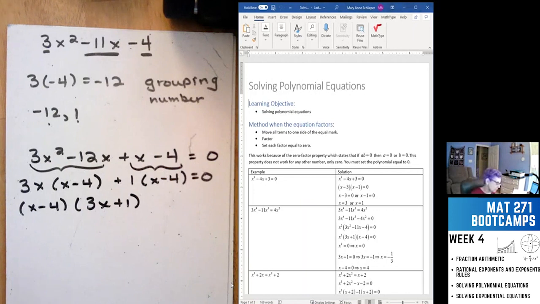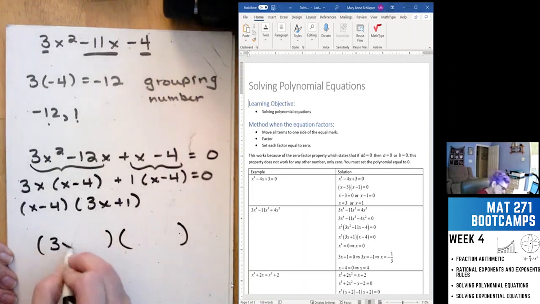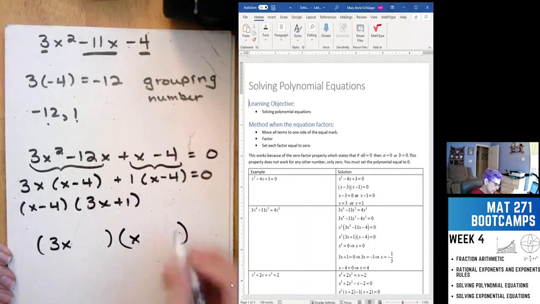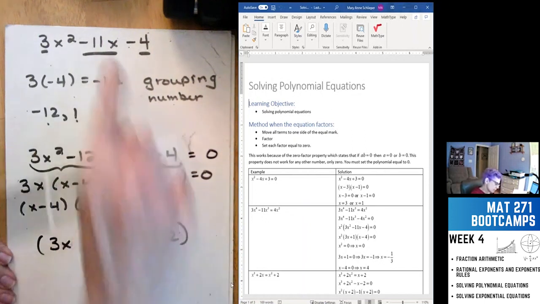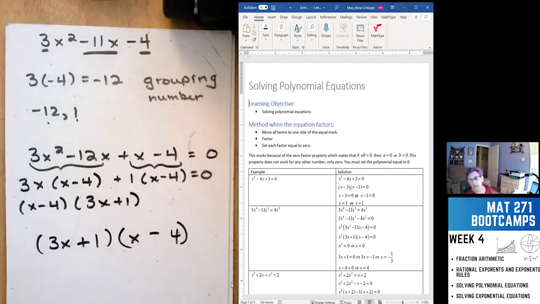I did the guess and check method, just putting down a set of parentheses, putting 3x and x, and then I asked myself, well, I need 4 over here. I could try 2 and 2. That's not going to work because that won't give me anything big enough to be 11. So let's try 4 here and 1 here, and I need the 11 to be negative, so I'd put the negative there and the plus there. I don't care how you get it factored, just get it factored.